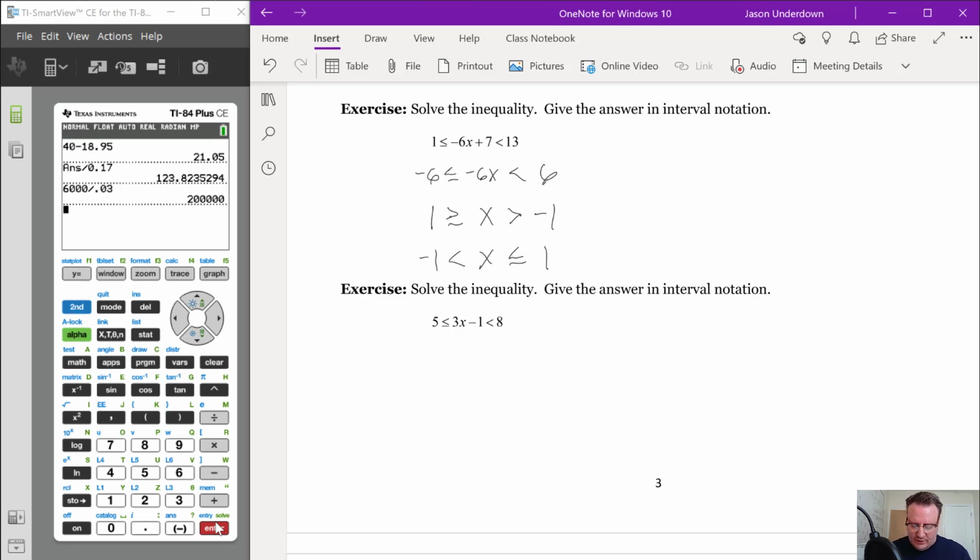Okay, and it's easier to now translate this into interval notation because I want to exclude negative 1, and I want to go from negative 1 to 1, excluding negative 1, but including 1. So that would be negative 1, and we want to include positive 1. So there's the interval notation. Okay. Next exercise. Solve the inequality. Give the answer in interval notation.